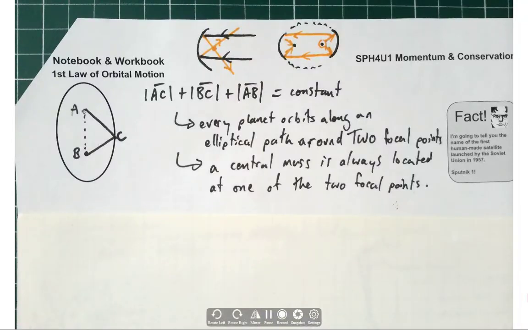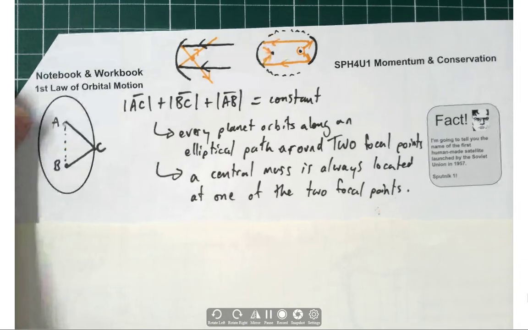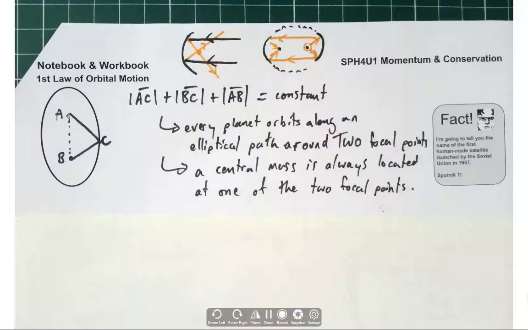All right. So we have this idea, and by the way, what I'm talking about right now is all Kepler's laws, orbital mechanics. I'm calling it the first law of orbital motion, but it's Kepler's first law, actually. So we have this first law of orbital motion, and the law looks like this.